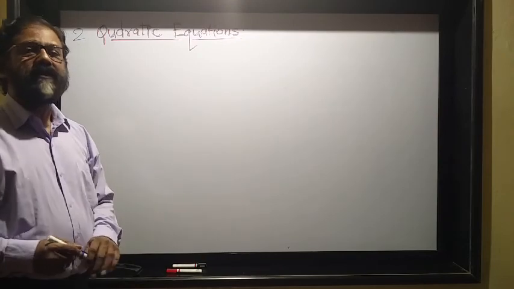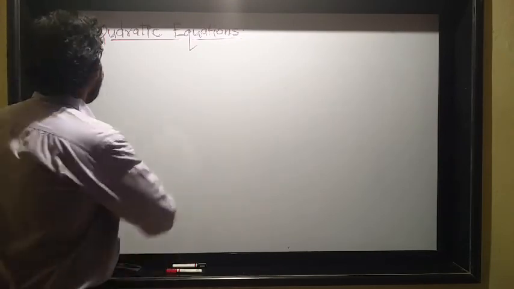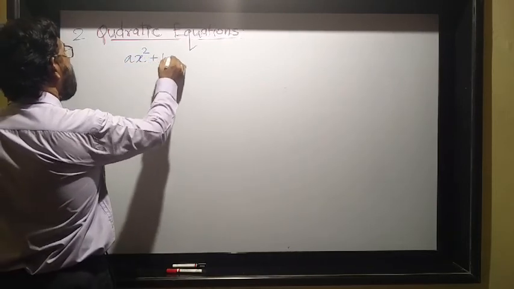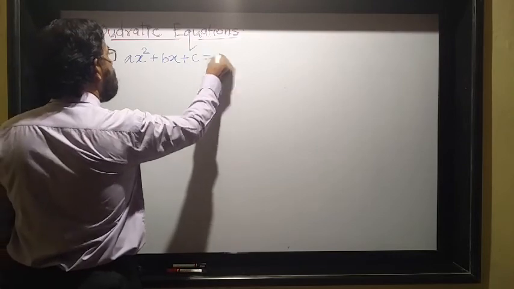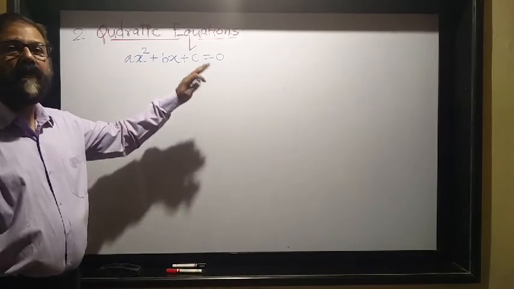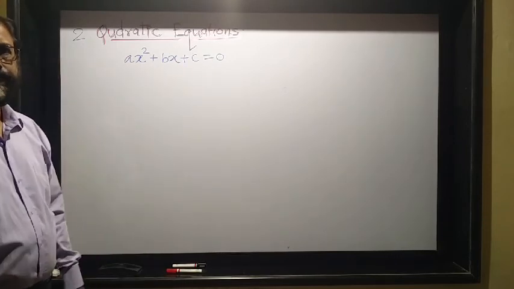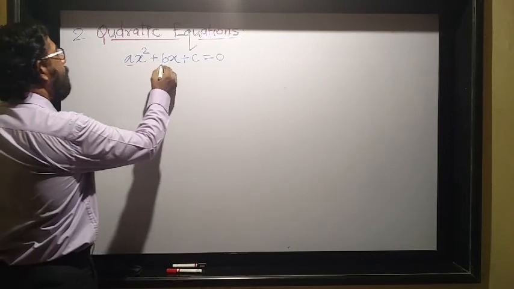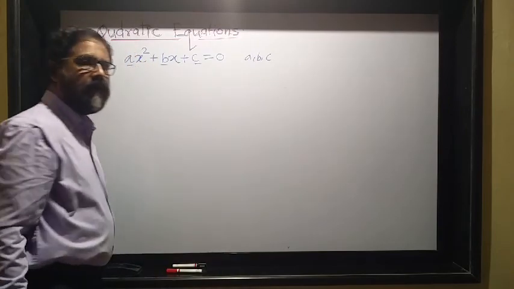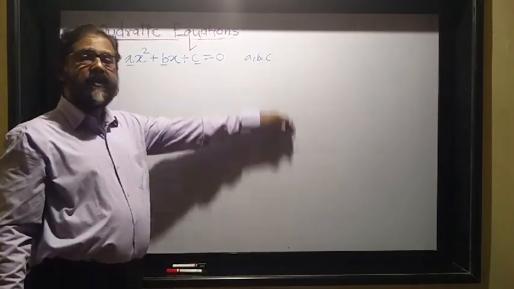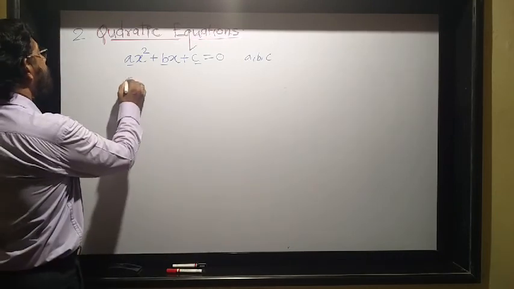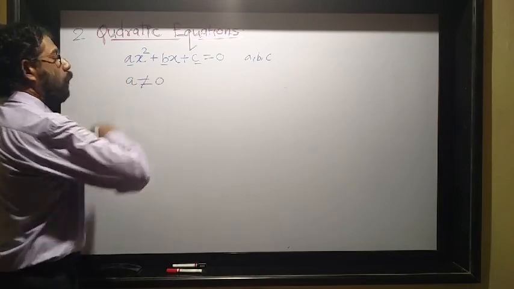Let me write down the standard form of quadratic equation, that is ax square plus bx plus c is equal to 0. This is the standard or general form of quadratic equation, where these a, b and c are integers, where a is never equal to 0.